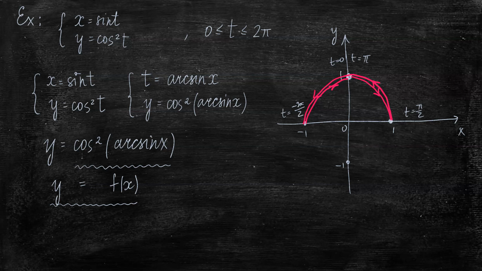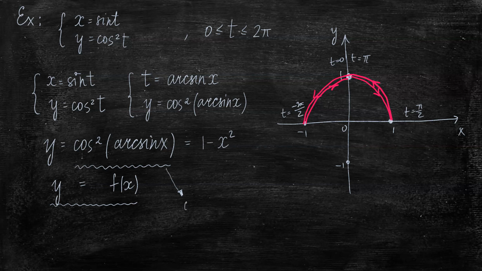However, this particular function doesn't look easy. However, it can be simplified using the technique that we've learned in trigonometry, and we also practiced it in some parts of calculus. So cosine squared of arcsine x can be simplified into, well, it's going to be just 1 minus x squared, but why?